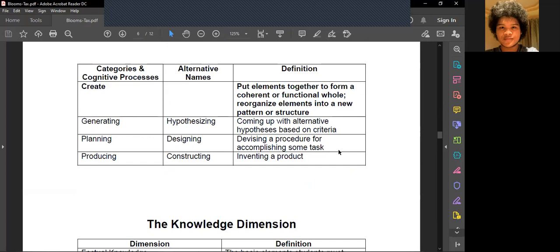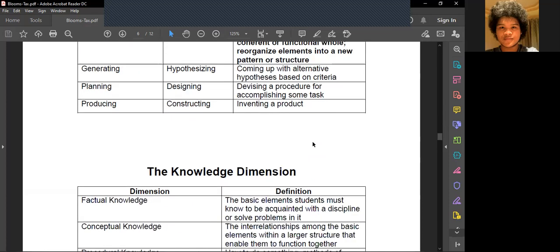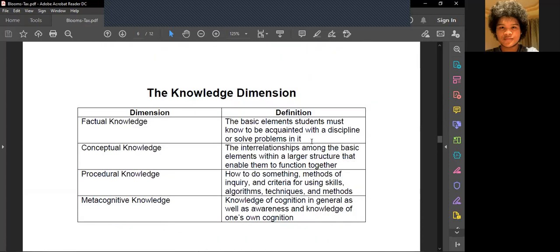So in generating, coming up with alternative hypotheses based on criteria. Planning, devising a procedure for accomplishing some task. Then we have producing, inventing a product. Now for a quick review, these are our 4 knowledge dimensions: factual knowledge, conceptual knowledge, procedural knowledge, and metacognitive knowledge.